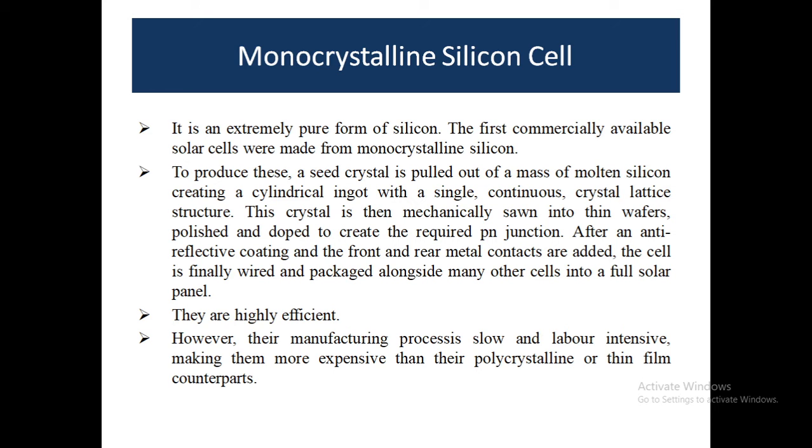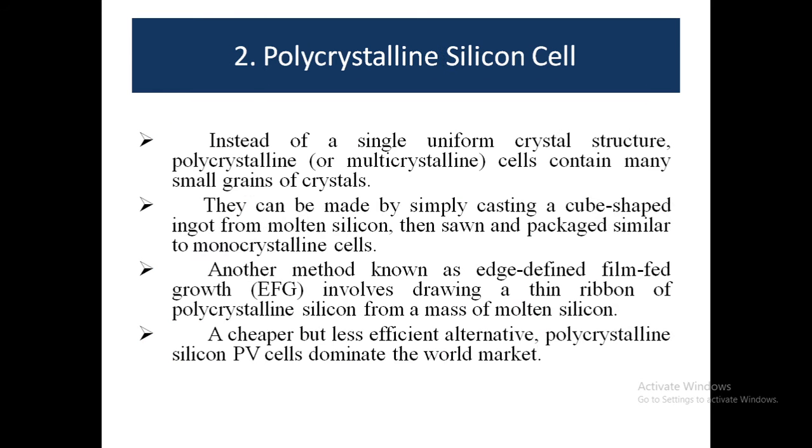These are highly efficient. However, the manufacturing process is slow and labor intensive, which makes them more expensive than polycrystalline or thin film counterparts. So this is the first type of PV cell, and we can see how it is fabricated, and it was the first commercially available cell. But of course, it has certain disadvantages.